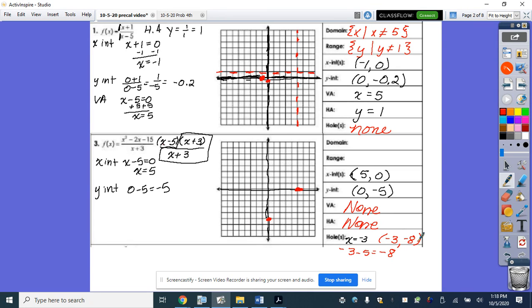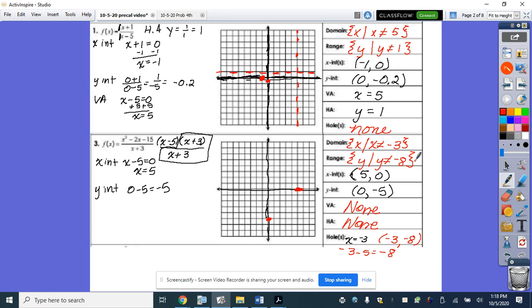And the reason you need to do that is because that's going to show up in your domain and range. So for your domain, you're going to have x such that, we don't have a vertical asymptote, but we do have a hole at -3. So x cannot be -3 because of that hole. And then in the range, we don't have a horizontal asymptote, but we do have this hole that exists at -8. Okay, so those two things exist.